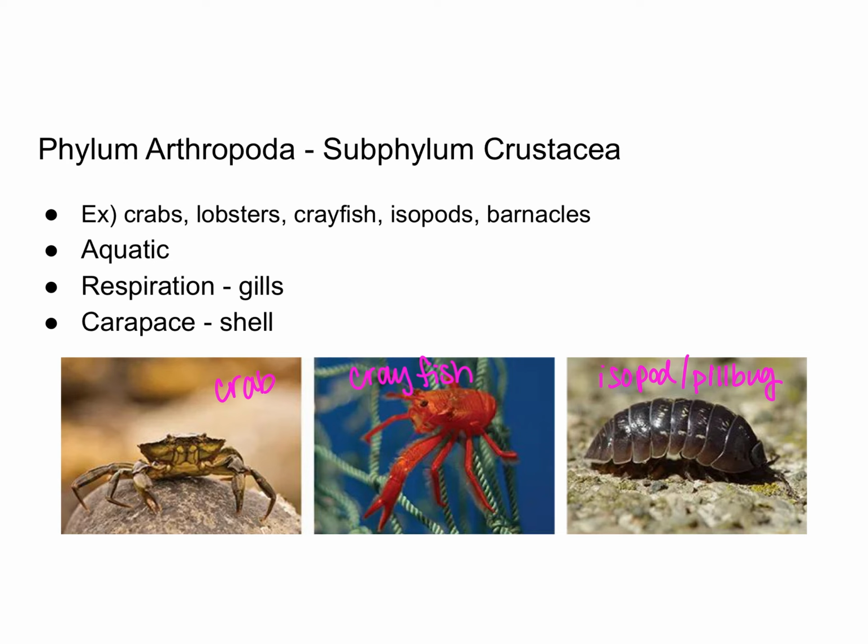These organisms are aquatic. They have gills for respiration, so they do have to live in wet environments. Now, pillbugs can live on land, and there are some crabs that also live on land, but they have to be close to a source of water, or they have to be able to moisten their gills on a regular basis. Their shell is referred to as a carapace, and so basically the back of their shell is called a carapace.